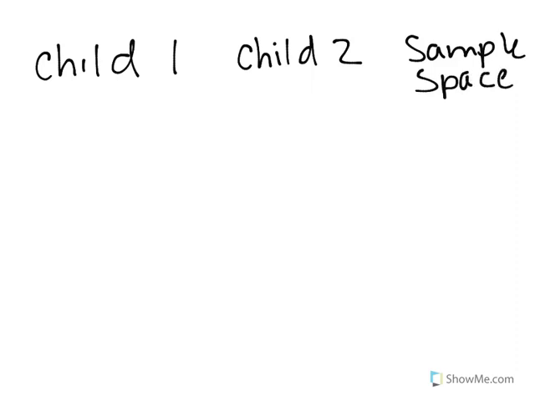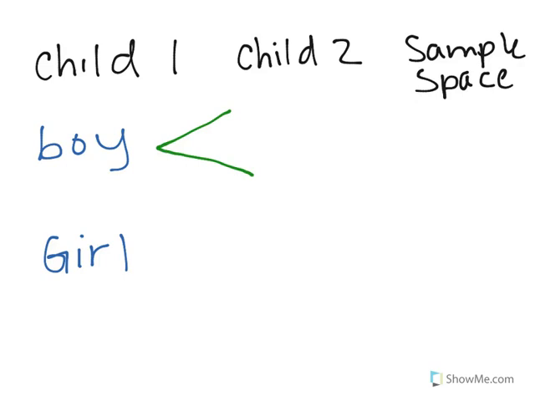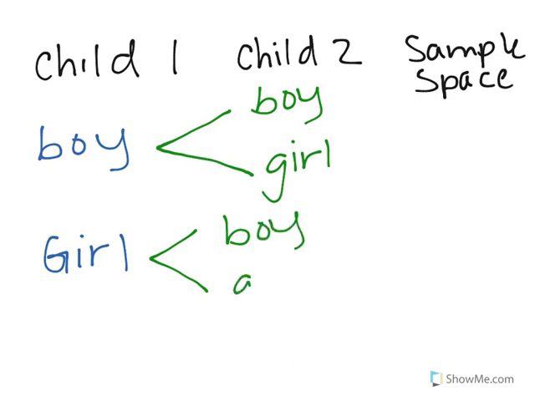So for my first child, I can either have a boy or a girl. Then for my second child, if I have a boy the first time, so my second child obviously can either be a boy or a girl. And then if I have a girl the first time, again, my second choice or my second child can either be a boy or a girl.